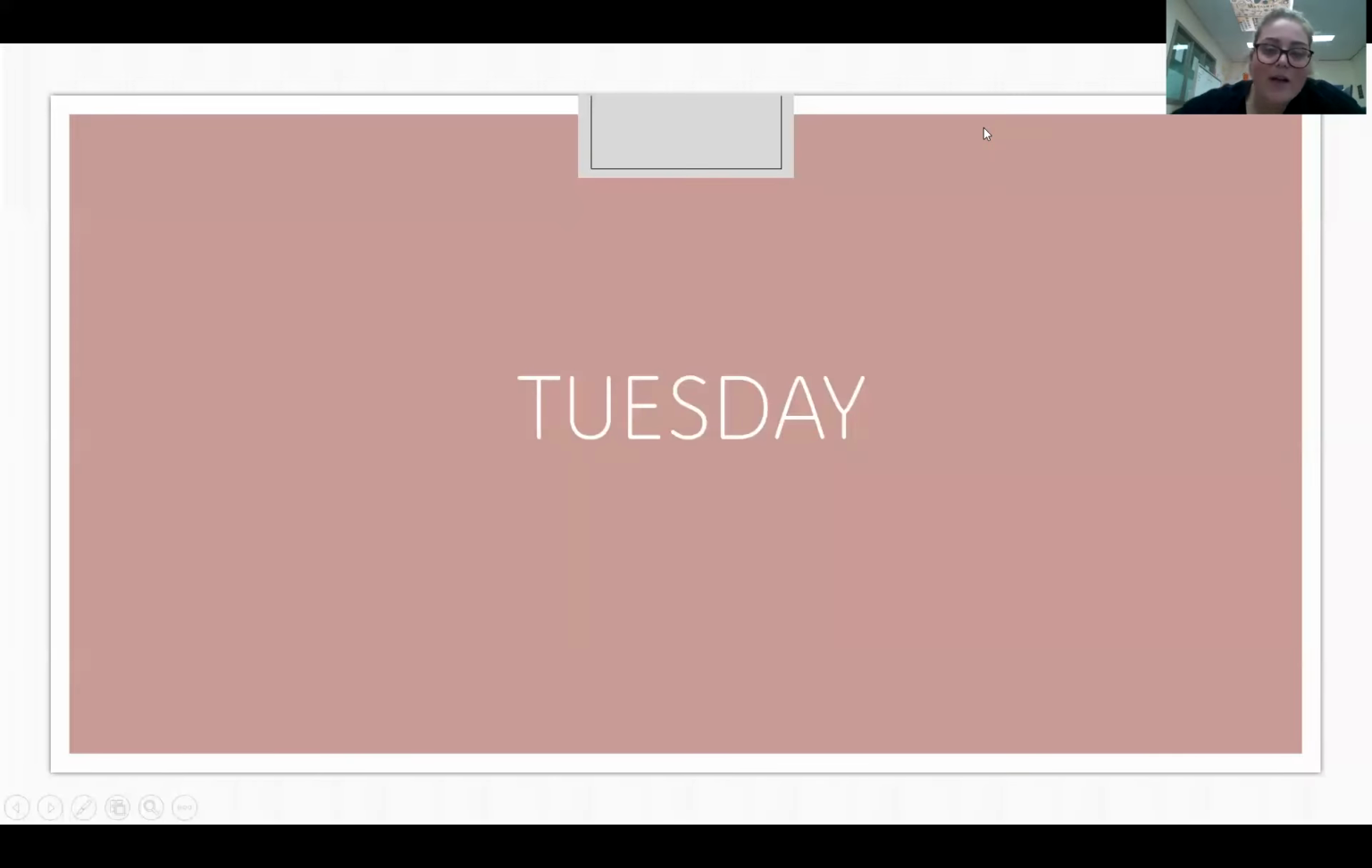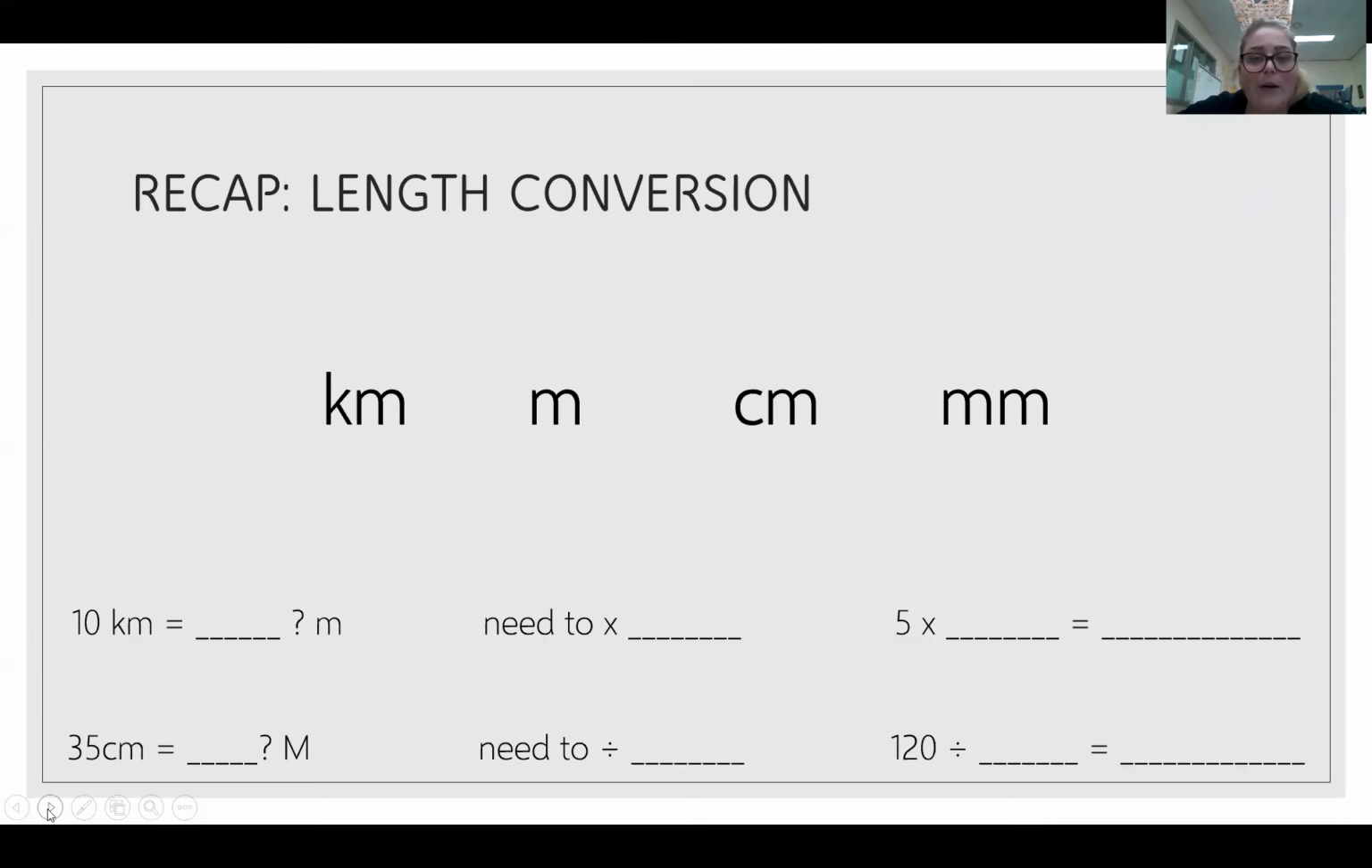Good morning, everyone. We have our Tuesday math work now. Yesterday we looked at converting units. We looked at perimeter and we looked at area. So let's have a look at what we're going to be doing today. We're going to do a really quick recap on conversion of units.